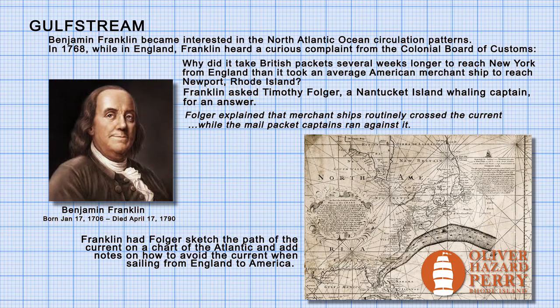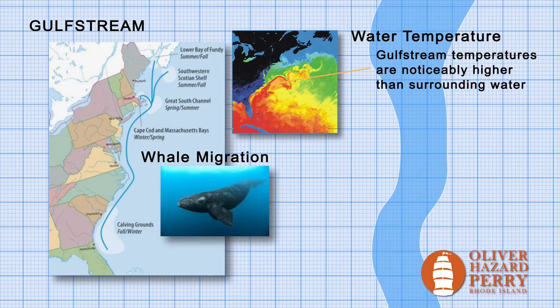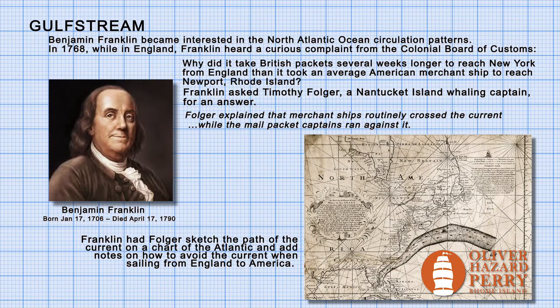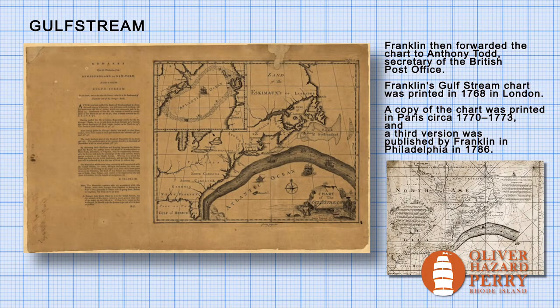Folger explained that merchant ships routinely crossed the current, which was identified by whale behavior, measurement of the water's temperature, and changes in the water's color, while the mail packet captains ran against it. Franklin had Folger sketch the path of the current on a chart of the Atlantic and add notes on how to avoid the current when sailing from England to America. Franklin then forwarded the chart to Anthony Todd, Secretary of the British Post Office. Franklin's Gulf Stream chart was printed in 1768 in London. A copy of the chart was printed in Paris in 1770 and again in 1773, and another version was published by Franklin in Philadelphia in 1786.